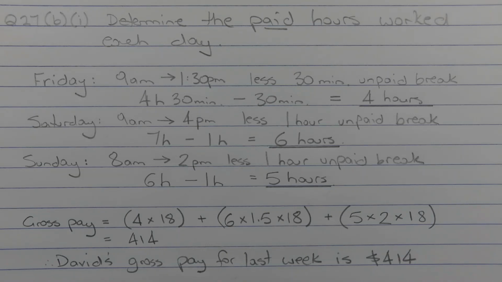on Saturday. On Sunday, David worked from 8 a.m. to 2 p.m. less 1 hour unpaid break. So 8 a.m. to 2 p.m. is 6 hours. Take away 1 hour for the unpaid break and that's 5 hours of paid work on Sunday.